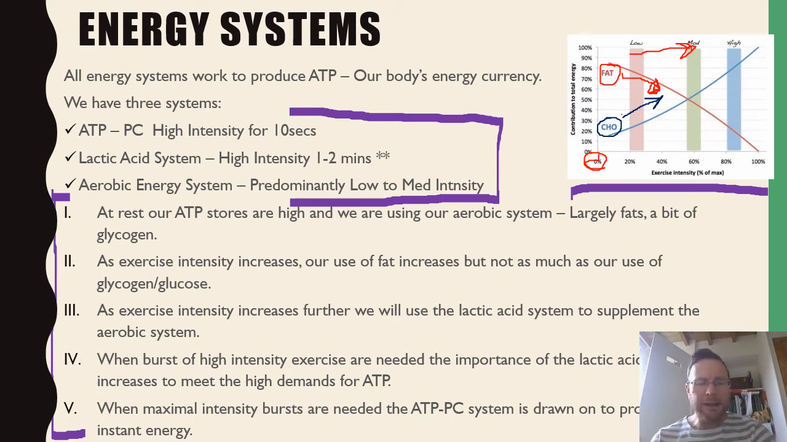When bursts of high intensity exercise are needed, the importance of the lactic acid system increases to meet the high demands for ATP. And then at the bottom, when maximal intensity bursts are needed, the ATP-PC system is drawn in to produce instant energy. So this is that instant uncoupling of phosphocreatine. It splits, adds a phosphate to ADP, and immediately reforms ATP.